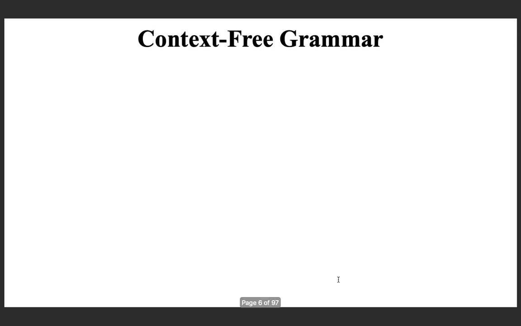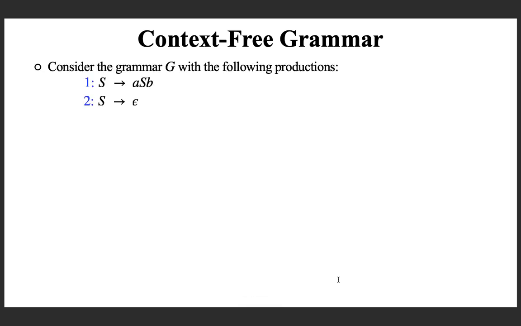With this motivation, let us look at the first example context-free grammar. We can look at a few examples before we formally define what a context-free grammar is. Here is the first example. Consider the grammar G with the following two productions or rules. I hope you remember what productions are from the regular grammar. Even otherwise it's okay because we can see what it is.